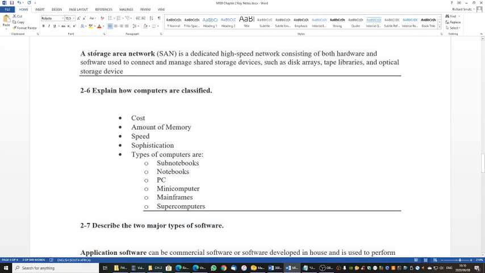We have large networks these days, one of which is known as a storage area network. It's a dedicated high-speed network consisting of both hardware and software, and it is shared amongst storage devices. So you will have boxes full of hard drives using a piece of software. It's called a disk array. And CPUT actually uses this to store all of your information. It's actually called a storage area network.